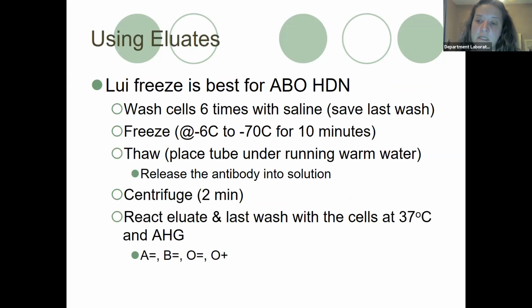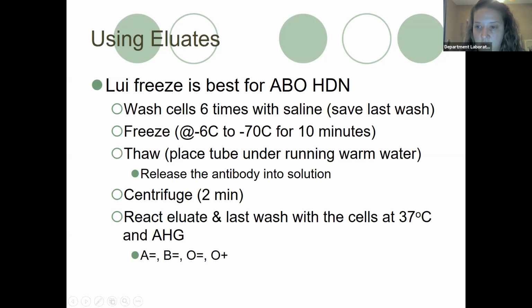So typically, if we suspect the baby has hemolytic disease of the newborn due to ABO, the type of eluate that we will do is called a Lui freeze. And the way this works, it's in the name. So you're going to take an aliquot of cells, you're going to wash them. Very important, during that last wash, that you save that last wash. So after you're doing your washing, just like you were making your cell suspension, except you're doing it 6 to 8 times, all right? You're going to save that last wash.